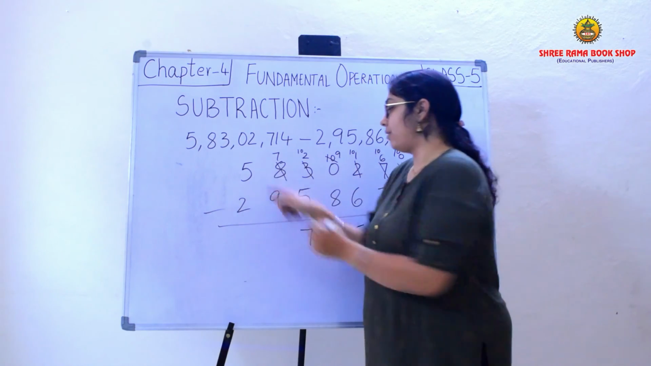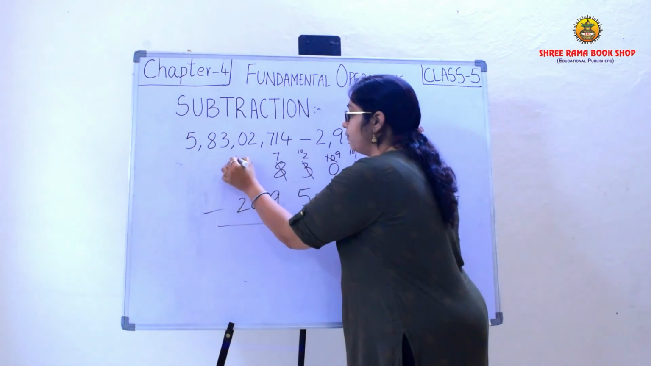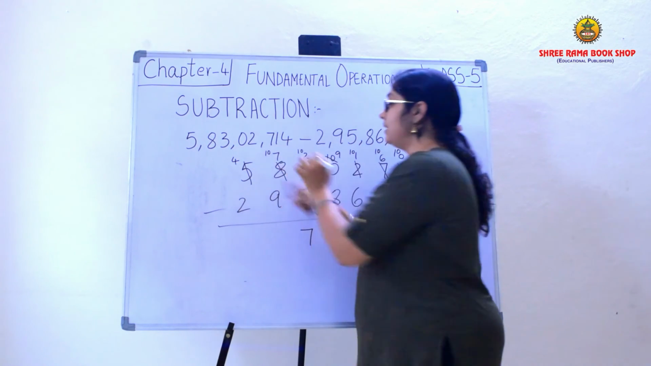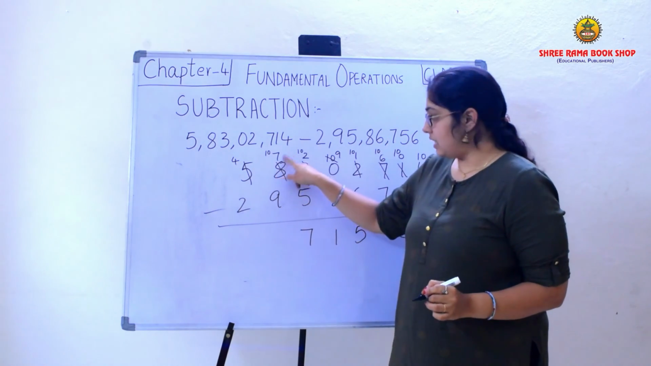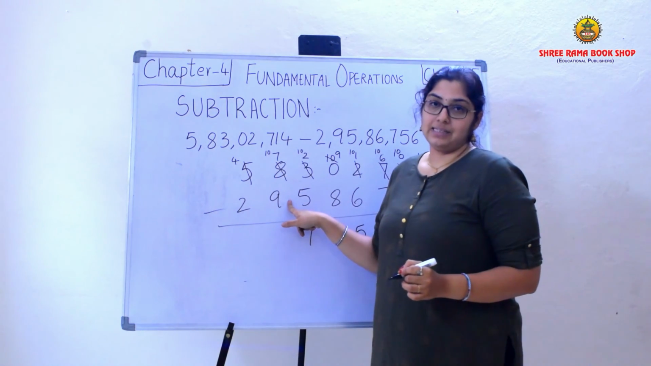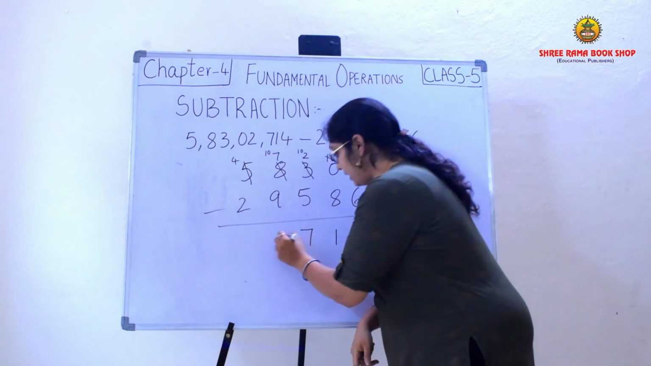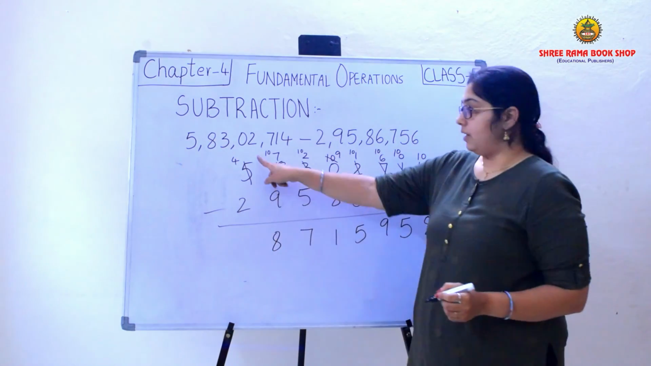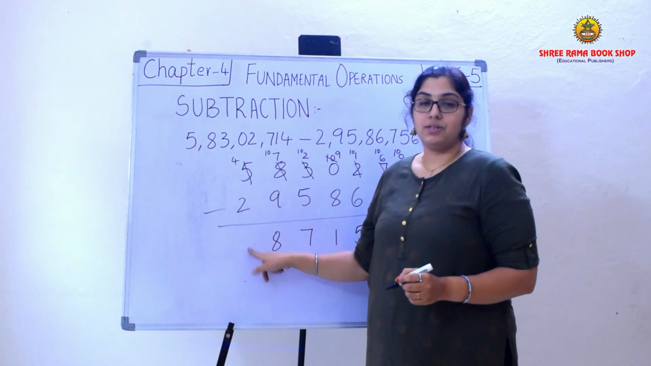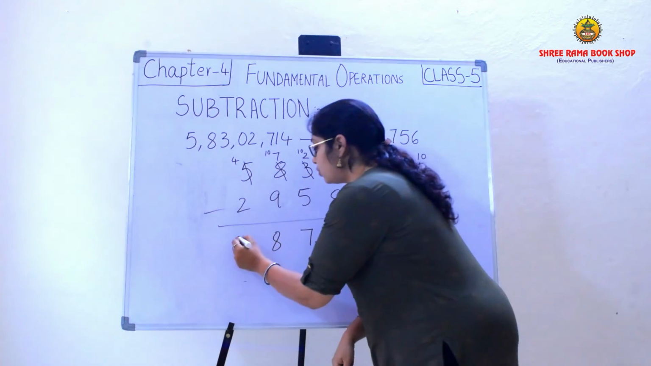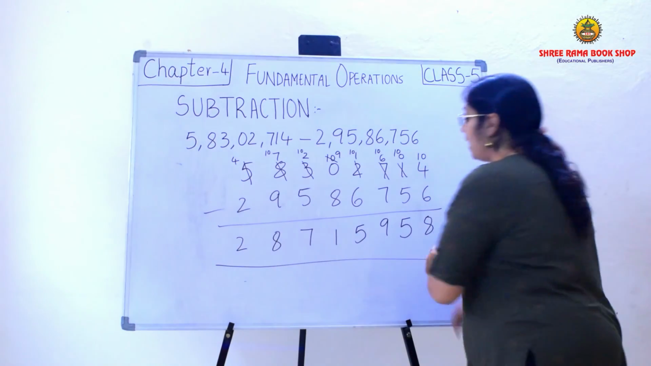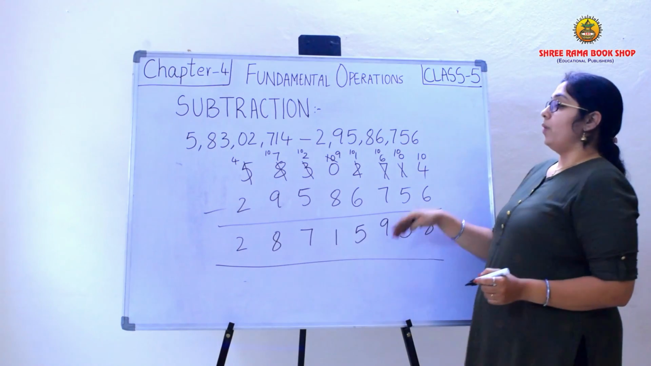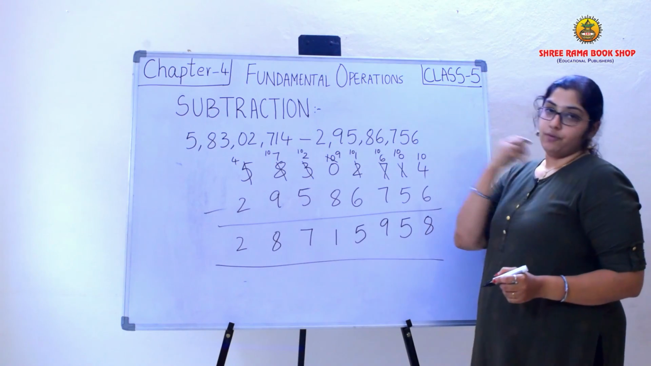Now 7 minus 9. I can't do it, so I will be borrowing from this column. It will become 4 over here, and again 10. 10 plus 7 is 17. 17 minus 9 is how much? It is 8. Now 4 minus 2. How much is it? So this is the answer or the difference when I subtract this number from this.